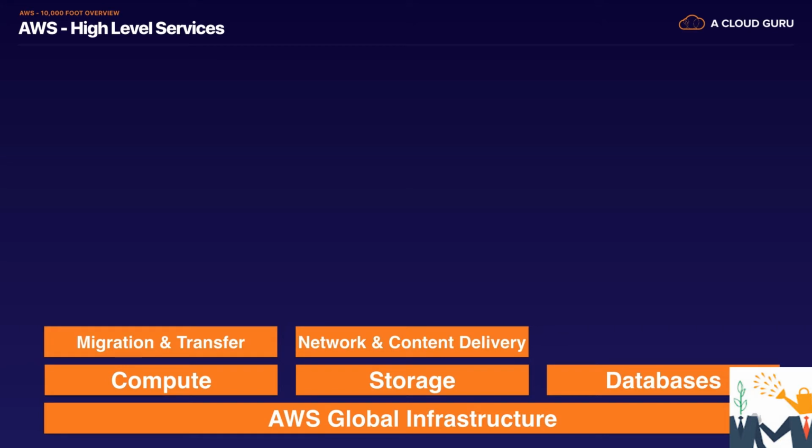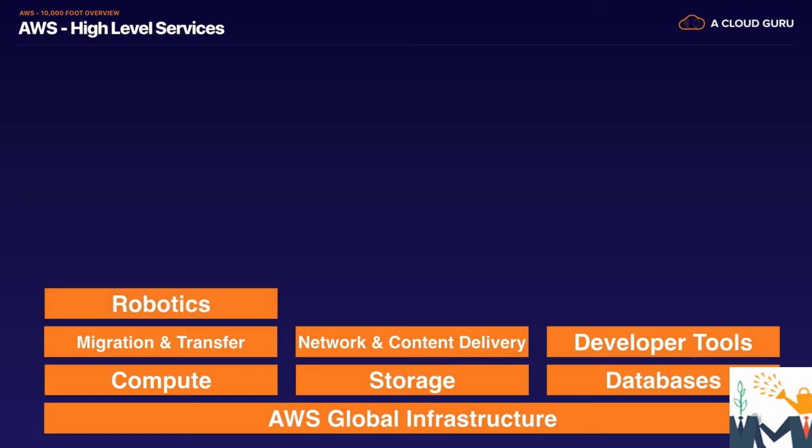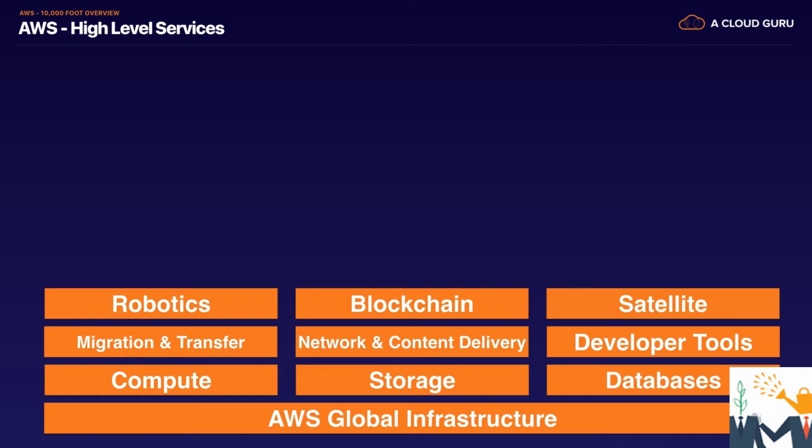Network and content delivery is basically one of the most fundamental parts of AWS. So things like VPCs, virtual private clouds, as well as CloudFront, their CDN. We're going to cover that in the course. Developer tools is not really relevant for the Certified Solutions Architect Associate exam. It is covered, as you might guess, in the Developer Associate exam. Robotics, blockchain, and satellite are all new high-level services that were released at re:Invent for 2018. Not covered in the course.